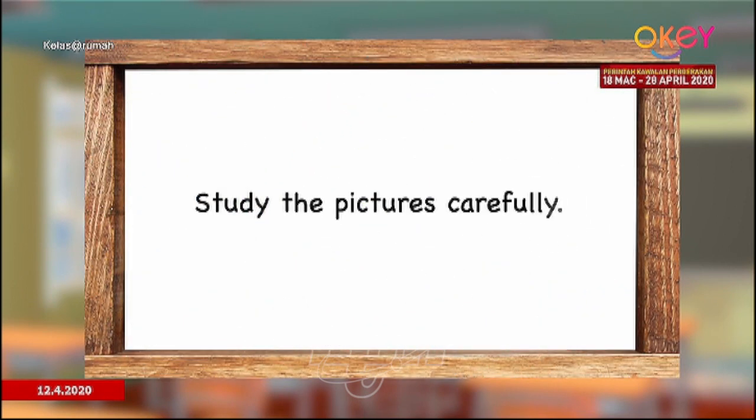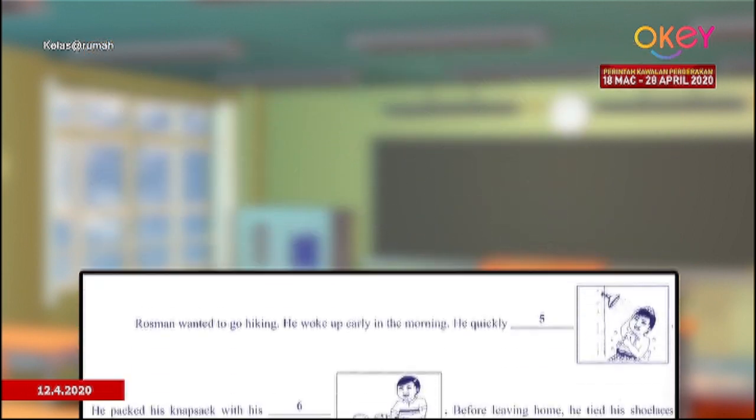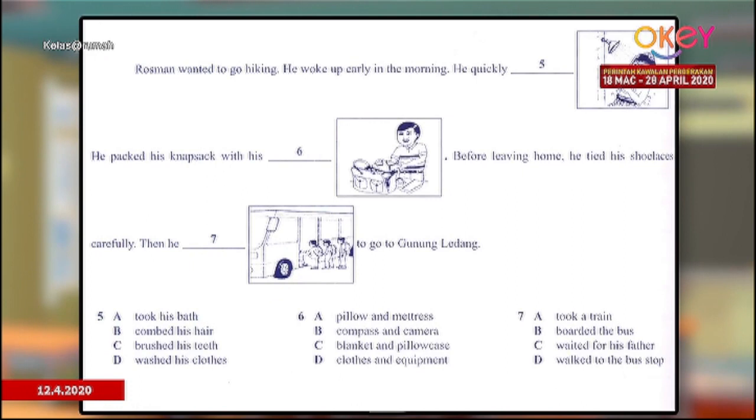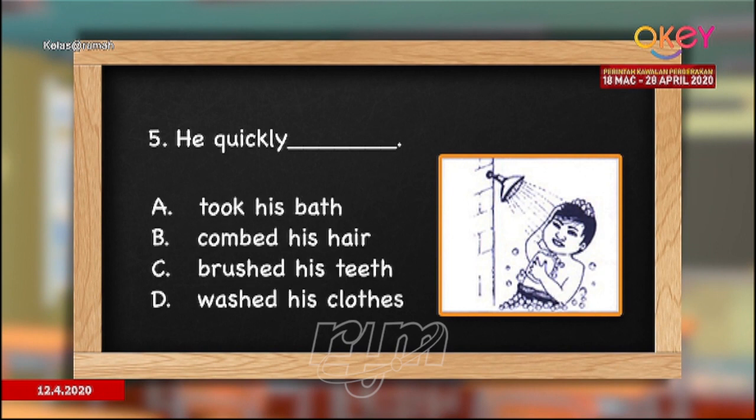Study the pictures carefully. The pictures given are there to help you. Pay close attention to the small details in the picture. Let's try and answer question 5. He quickly... The answers given are A, took his bath, B, combed his hair, C, brushed his teeth, D, washed his clothes. If you look at the picture, you would know that the answer is A, took his bath.